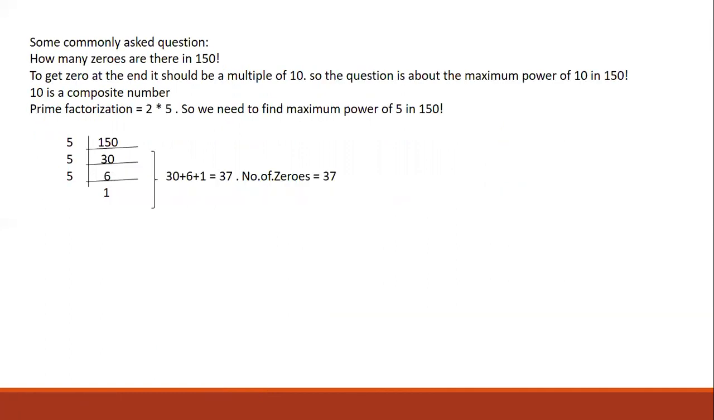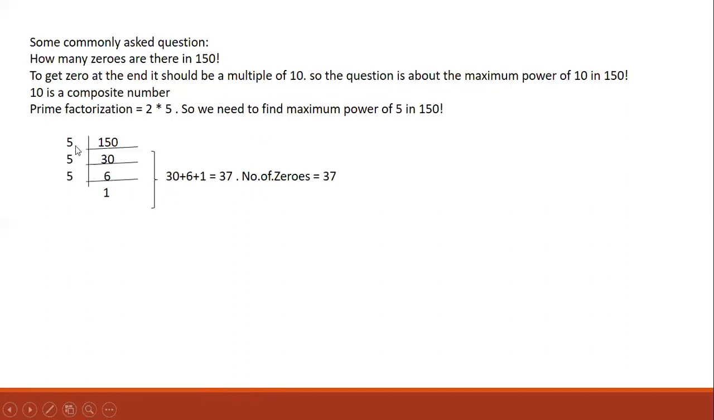One more example we'll see, a commonly asked question: how many zeros are there in 150 factorial? Here they didn't mention the maximum power. But we know that to get a 0 at the end, it should be a multiple of 10. So the question is about the maximum power of 10 in 150 factorial. Now 10 is a composite number. Prime factorizing it, we get 2 into 5. Out of these two numbers, 5 is the larger value. So we need to find the maximum power of 5 in 150 factorial.